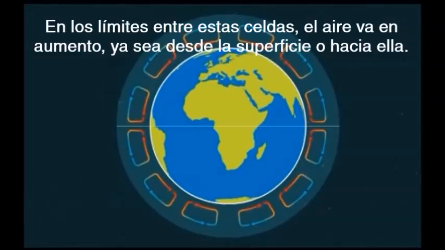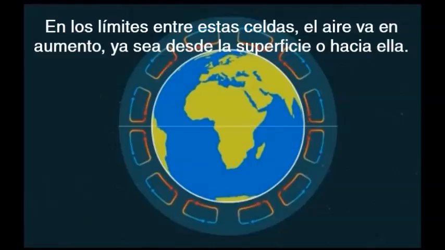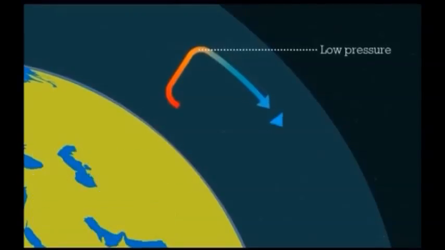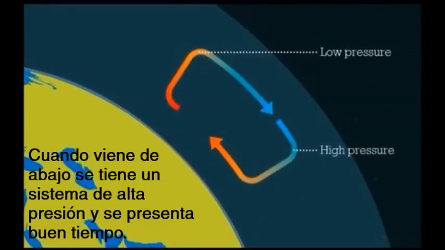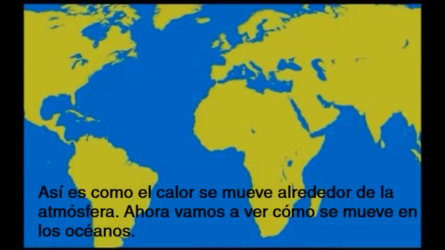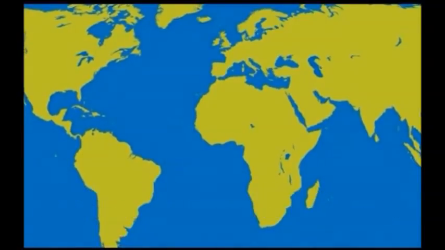At the boundaries between these cells, air is either rising from the Earth's surface or falling down towards it. Where the air is rising, you will get low pressure, often with rain or snow. Where it's coming down, you will get high pressure and fine weather. That's how heat is moved around the atmosphere. Now let's see how it moves around the oceans.